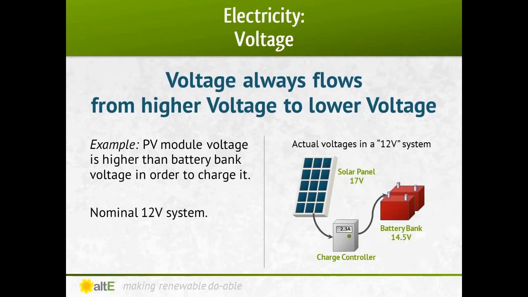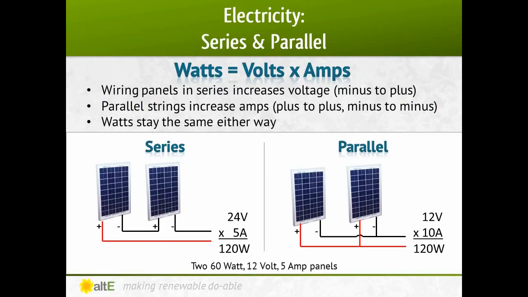For simplicity, we often talk about a 12-volt solar system. In fact, none of the items in the system are actually 12 volts. We'll get more into this in later videos, but just remember that 12 volts is more of a category than an actual voltage. It's called nominal voltage. When connected, the solar panel is generally around 17 volts, and a full battery is around 14 volts. If the voltage output of the solar panel was equal to or less than the battery voltage, it would not be able to charge the battery.